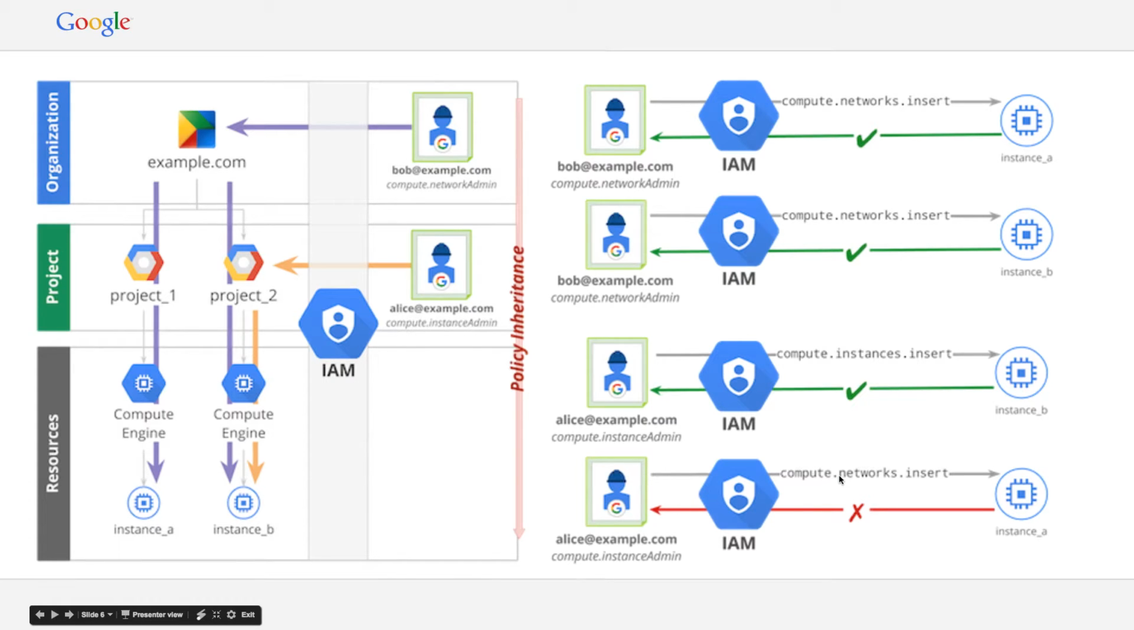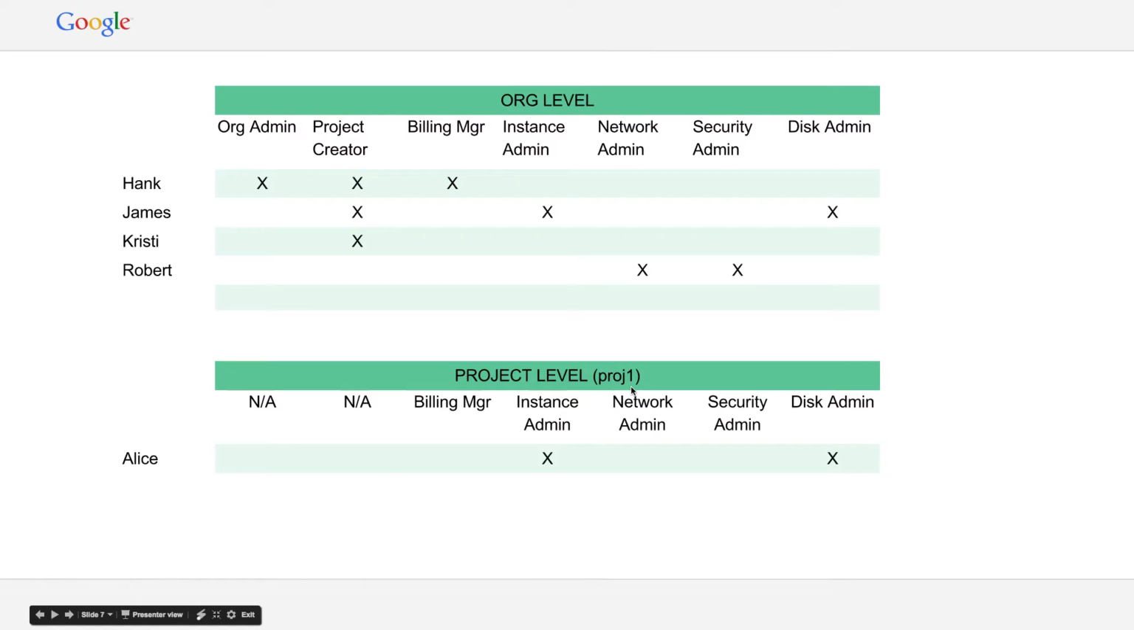But if she tries to create a new network inside any of these projects, because she only has instance admin rights and not network admin rights, she is unable to do that. Likewise, because she only has instance admin rights in Project 2, she could not create an instance in Project 1. So let's take a view of some examples as well.